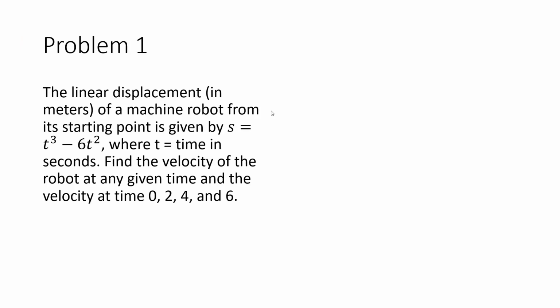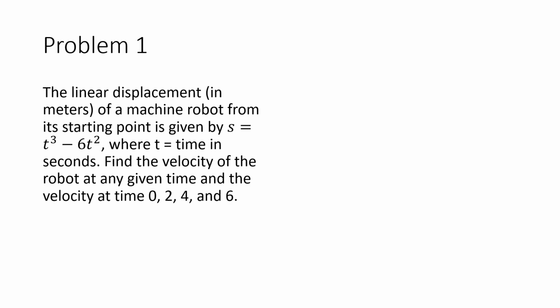Now, for example, we have problem number 1. The linear displacement in meters of a machine robot from its starting point is given by s is equal to t cubed minus 6t squared, where t is time in seconds. Find the velocity of the robot at any given time and the velocity at time 0, 2, 4, and 6. What do we need to take note of in this kind of problem?